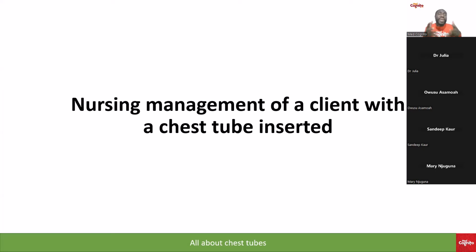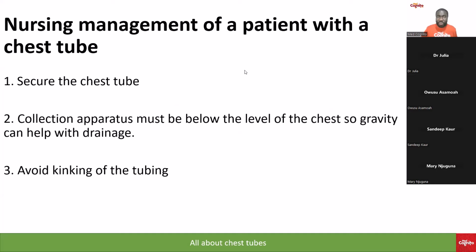So now, this is where we come in, so far as our NCLEX is concerned. So what is the nursing management of a client with a chest tube inserted? Because this one you must know, right? You're preparing for your NCLEX, you must know. So when you have a patient with a chest tube, one thing you need to know is to secure the chest tube. That chest tube must be secured. Number two, the collection apparatus must be below the level of the chest. So please, that is very critical. If the patient is lying on the bed, that chest tube, the whole system, it must be lower.